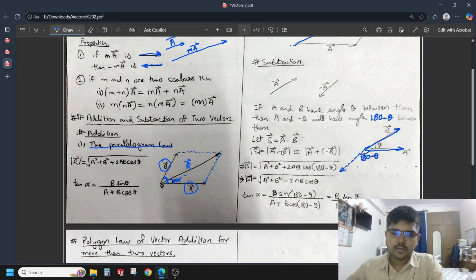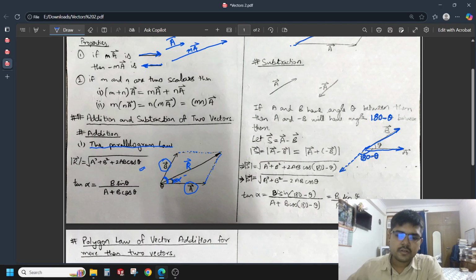Now we have S equals root under A square plus B square plus 2AB cos (180 minus theta). This has come from this equation here. So cos (180 minus theta) is minus cos theta. 180 will not change the cos, so it becomes cos theta, and in the second quadrant cos is negative, so we have a negative in here: A square plus B square minus 2AB cos theta.